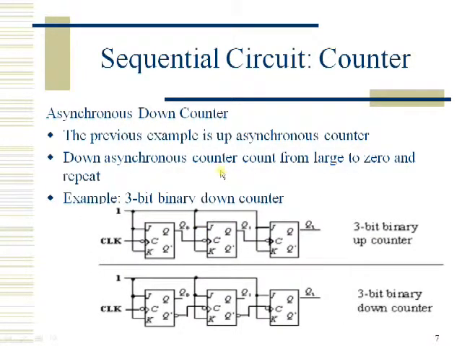Now let us see the asynchronous down counter. The previous example is the up asynchronous counter. A down asynchronous counter counts from large to 0. Okay, previously we have seen the asynchronous counter, which is nothing but an up counter, where the count is incrementing from 0 to its maximum value. If it is a 3-bit counter, then the count would be from 0 to 7.